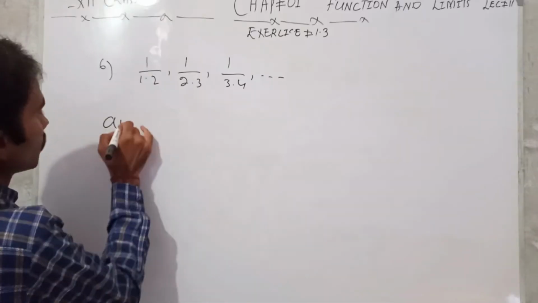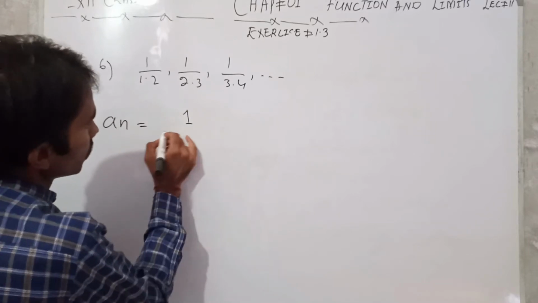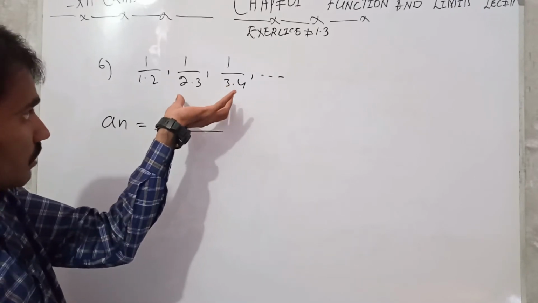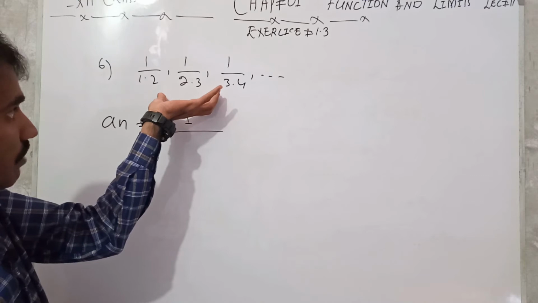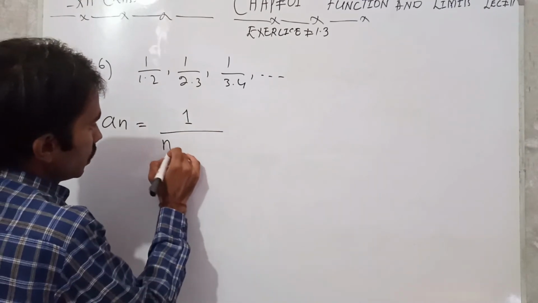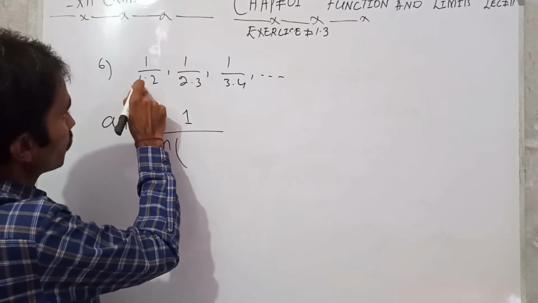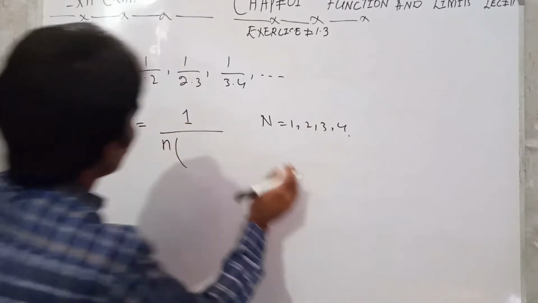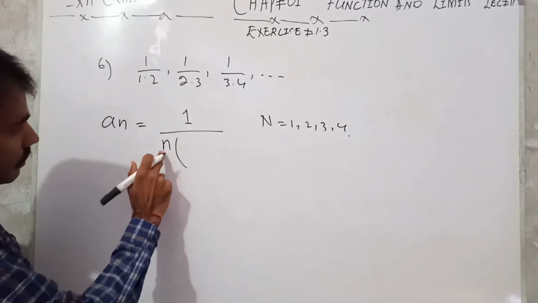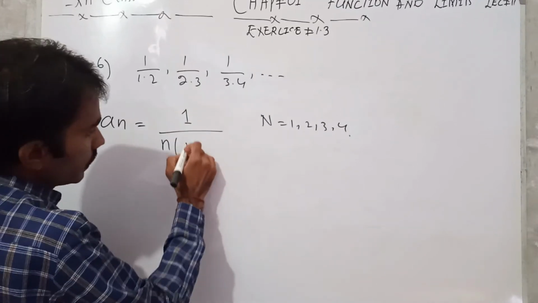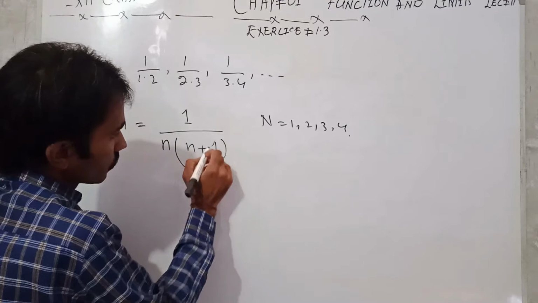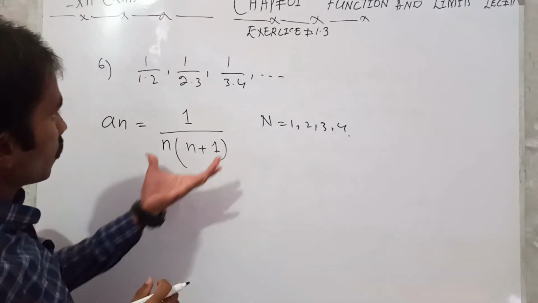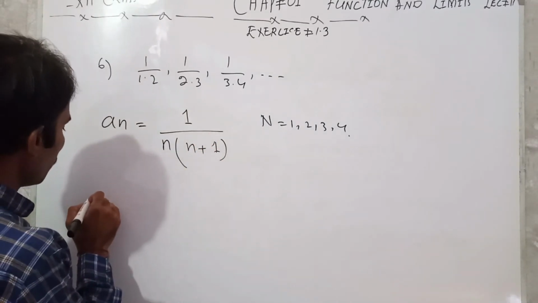First of all, we will write the general term. It will be 1, and now we make the general term of these terms. We just put n, because when you put the natural numbers 1, 2, 3 and 4, you get 1 divided by n, and in the bracket n plus 1. So this is the general term of that sequence. Now we will do it the same way as we have already done.